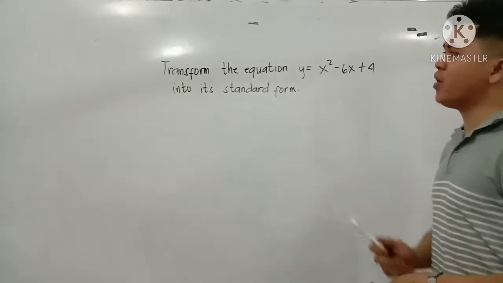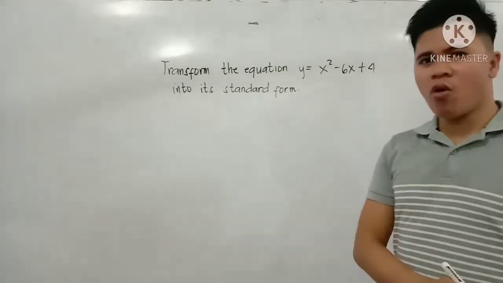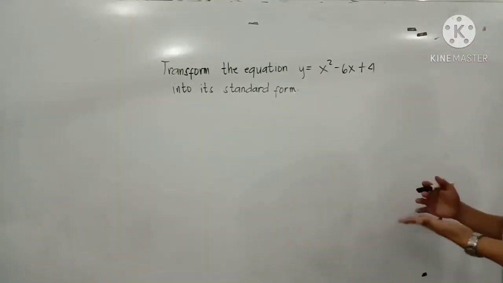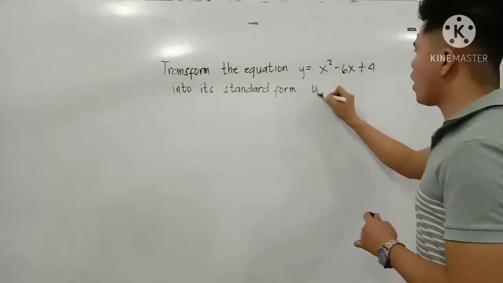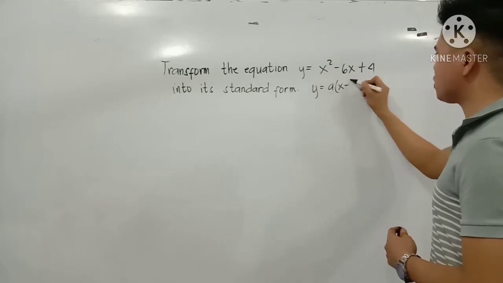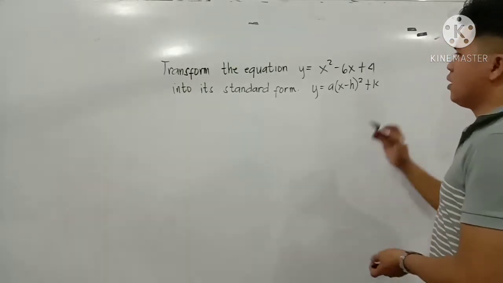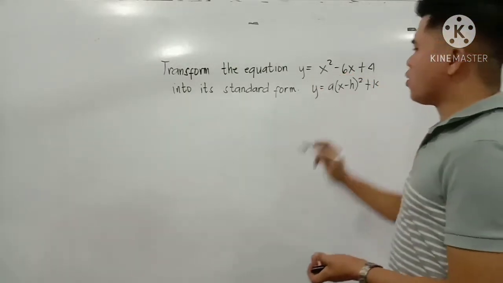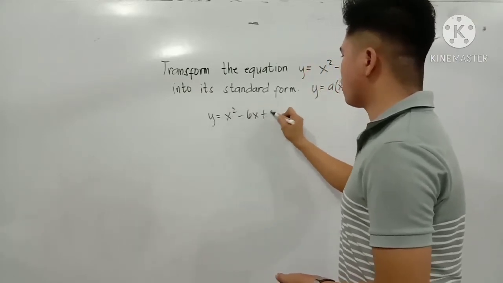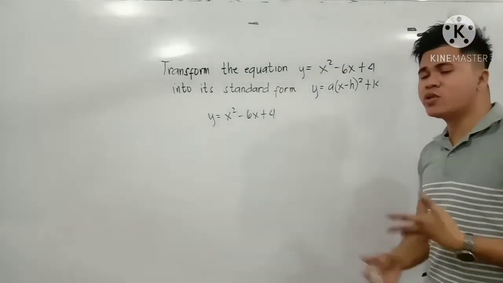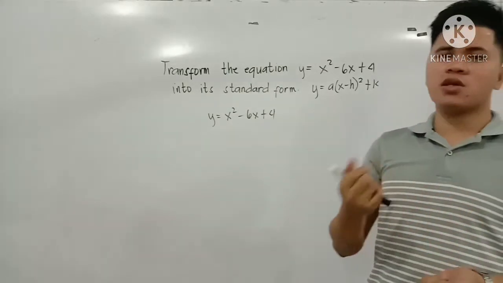Let's say, transform the equation y is equal to x squared minus 6x plus 4 into its standard form. So this means we have to rewrite this given general equation into the form of y is equal to a times the quantity of x minus h squared plus k. So first, we write the given equation y is equal to x squared minus 6x plus 4. Then, in order to transform this into its standard form, we have to use the completing the square method.